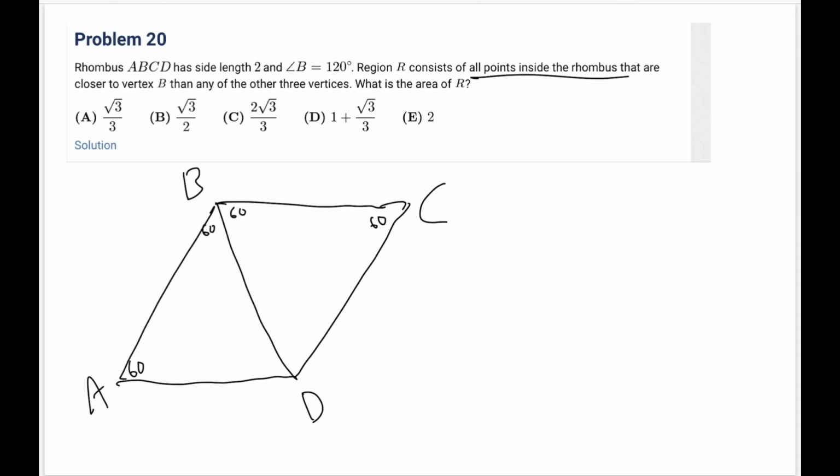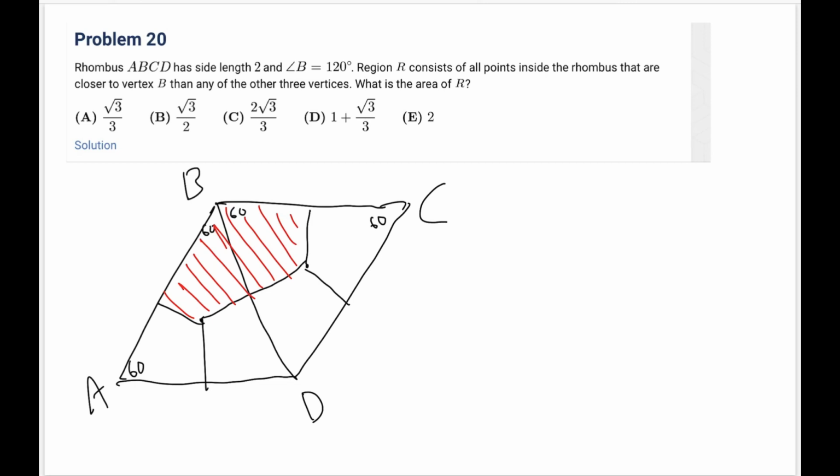Region R consists of all points inside the rhombus that are closer to vertex B, right? And so what we want is the center of each of these triangles, and then straight line, straight line, straight line. And so what we want is this area, right?